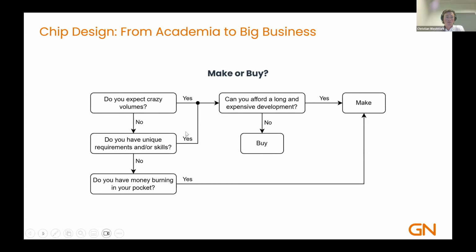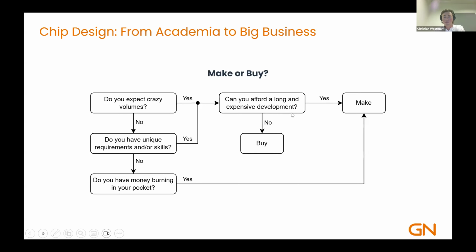So when we go to the next box, do you have unique requirements and/or skills? I also think Dennis touched upon this. Some of the things he talked about were power efficiency and size. Those are definitely things that make sense for us, but also the fact that some of the applications we use the ICs for are areas where we think we can achieve better performance than we could by getting off-the-shelf components from other vendors. And then, of course, we're fortunate enough to be able to afford a long and relatively expensive development.